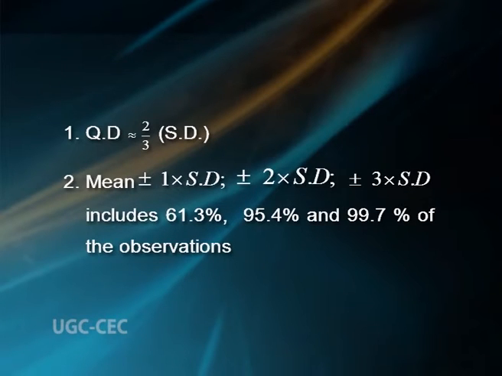Some empirical relations. For almost symmetrical distributions, the following relationships hold. 1. Quartile deviation QD is approximately equal to 2 by 3 into standard deviation SD. 2. Mean plus or minus 1 into standard deviation, plus or minus 2 into standard deviation, plus or minus 3 into standard deviation includes 68.3 percentage, 95.4 percentage and 99.7 percentage of the observations.